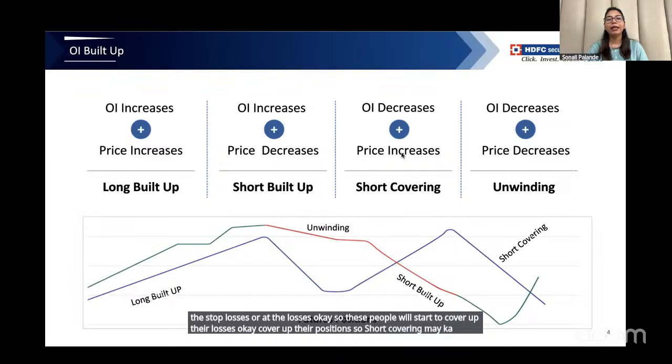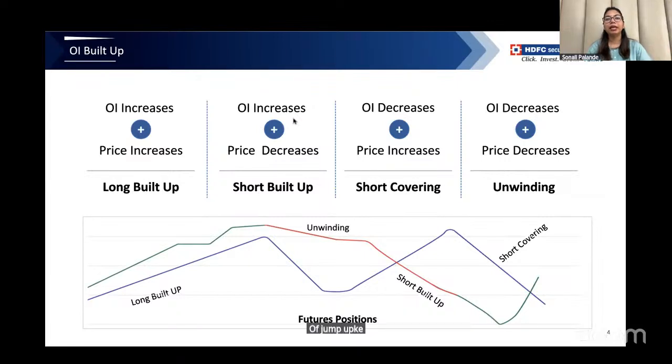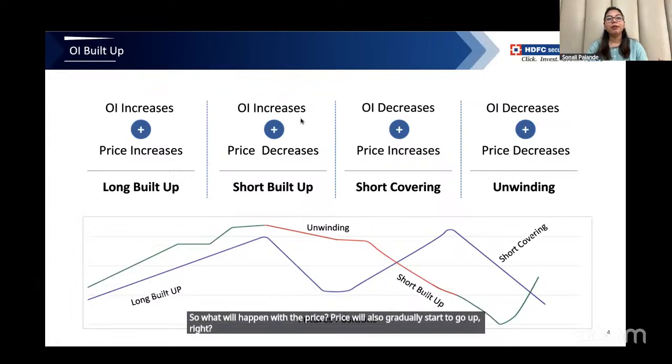So here, look at what is happening in short covering: OI decreases and price increases. Now when your sellers start to exit, then definitely the pressure that earlier came on the price will be released. So what will happen with the price? The price will also gradually start to go up, right? But sometimes this panic is so big that the OI number crashes down, okay, and at the same pace the price goes up. So most commonly this short covering is a very fast action that happens in the market, okay.